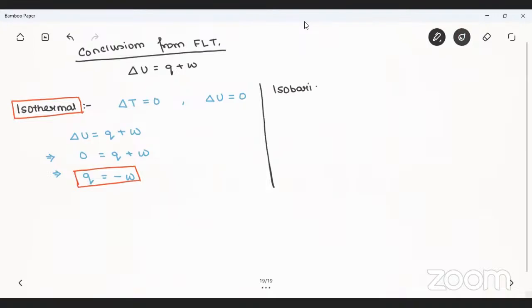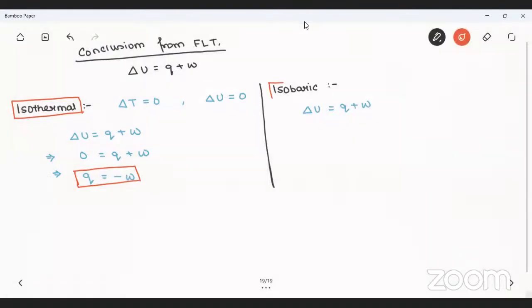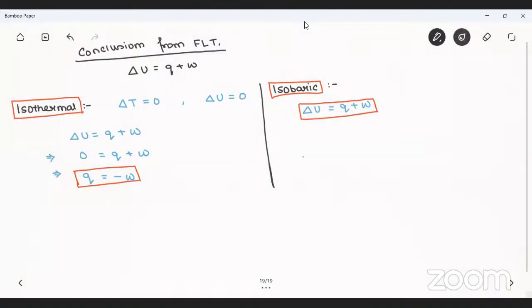What is isobaric? No one is revising. See, for isobaric process, you can't do any short tricks. Our isobaric process, delta U is equal to Q plus W. There are no special conditions for isobaric process. In your isobaric process, either Q and W, both the values will be given and you have to find delta U, or something among these will be given to you, and accordingly, you have to solve the question. So for isobaric process, there is no such thing.